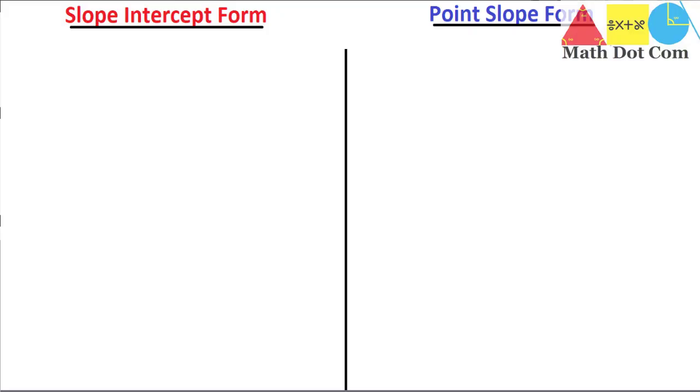Hello everyone. Today we are going to discuss the two important forms of equation of the straight line. One is the slope intercept form and the other is the point slope form. So keep this in mind.